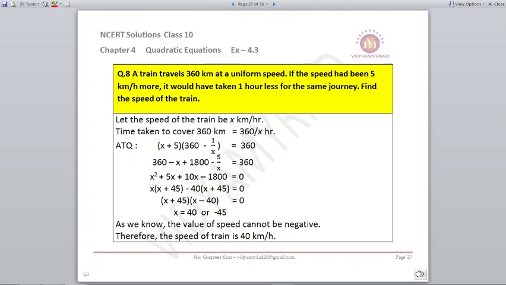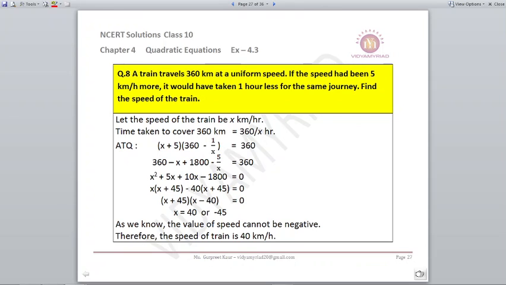So the distance given to us is 360, so time will become 360 upon x, because speed we have assumed as x. Now they are saying if the speed is 5 km more, so x plus 5, it would have taken 1 hour less for the journey. So it becomes 360 upon x plus 5, because it is taking 1 hour less, which is equal to 360 upon x minus 1.